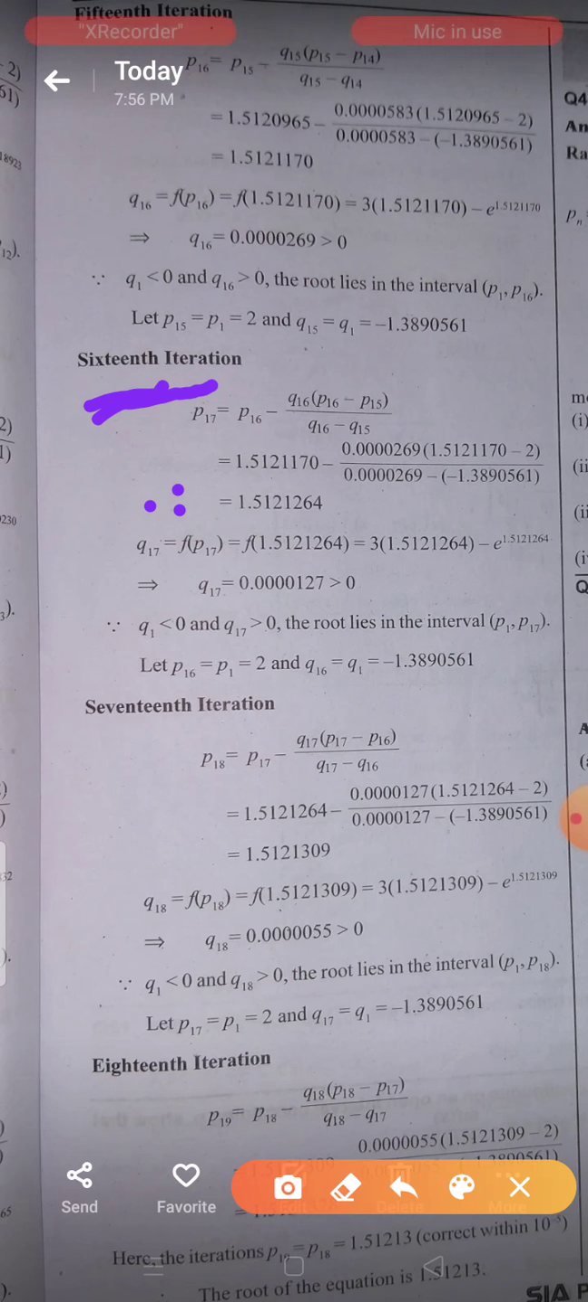Now we will find out Q17. Q17 is equal to f of P17, which is f of 1.5121264. This implies Q17 is equal to 0.40127. This is greater than 0. Since Q1 less than 0 and Q17 greater than 0, therefore the root lies in the interval P1 comma P17. Let P16 is equal to P1 is equal to 2 and Q16 is equal to Q1 is equal to minus 1.3890561. Next, 17th iteration.